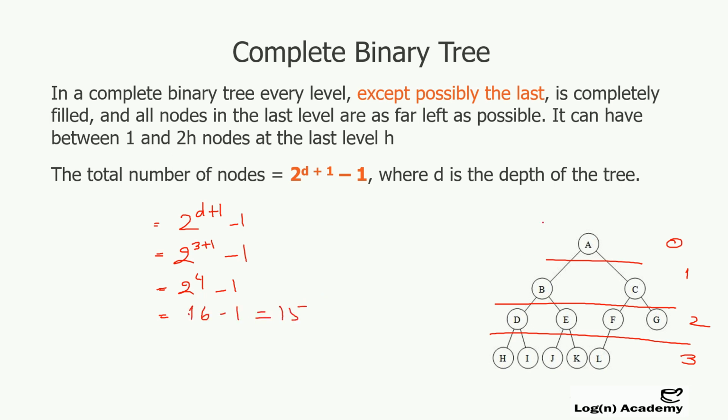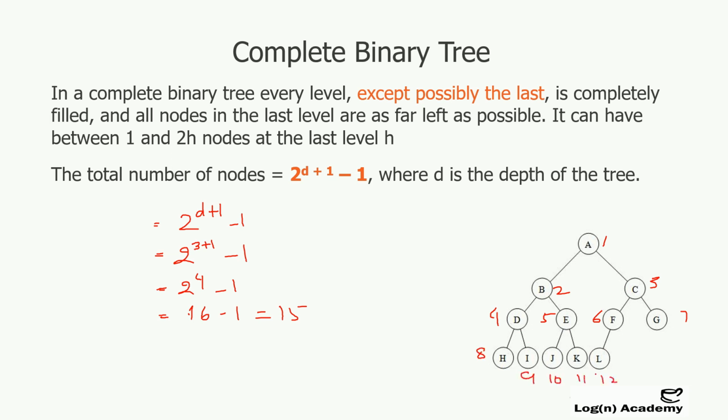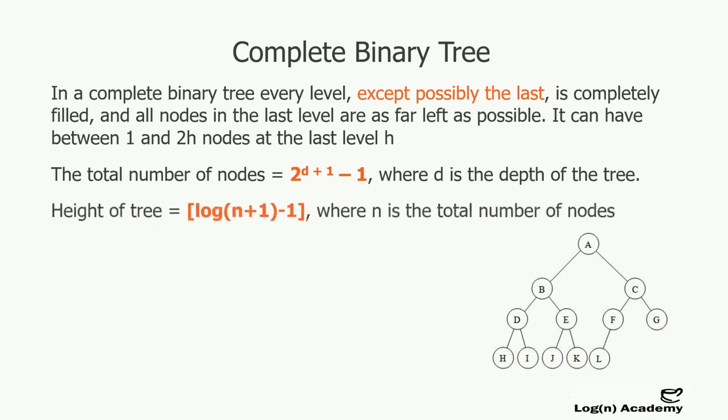Now let's count the number of elements here. 1, 2, 3, 4, 5, 6, 7, 8, 9, 10, 11, and 12. Only 12, because it is not a full tree. If we make it full, 1 here and 2 here, then it's 13, 14, and 15. So with this formula, we can get the total number of nodes of a tree if we know the depth of the tree.